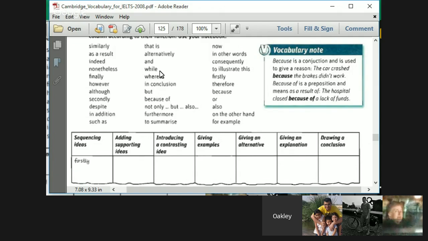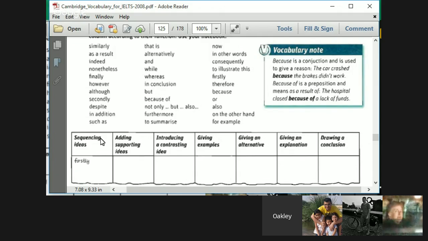This could be tricky. Also constructing idea. While is so multifunctional. Yes. It could be, okay, multifunctional. All right, contrasting idea. Yes, you're absolutely correct. I play soccer. I like soccer while my brother likes basketball. Yes, you are correct.